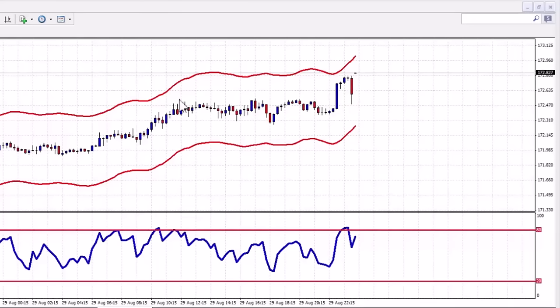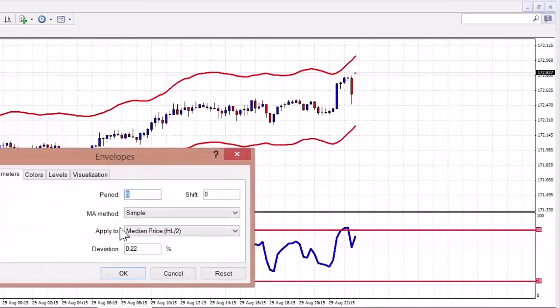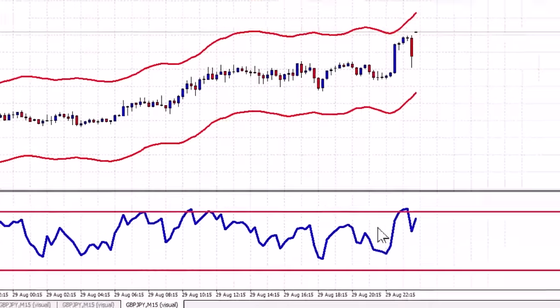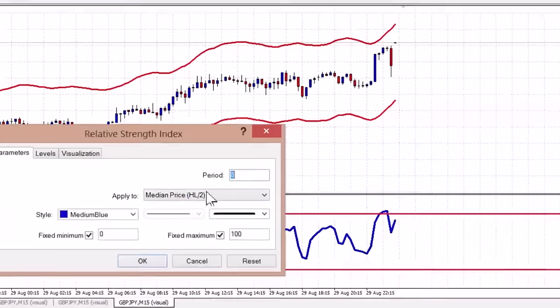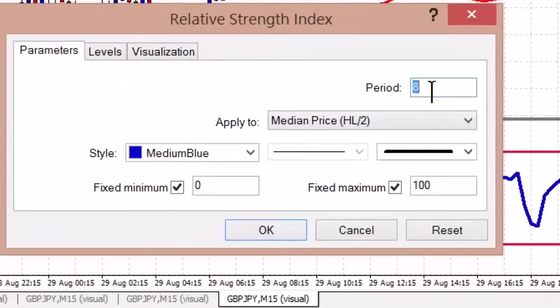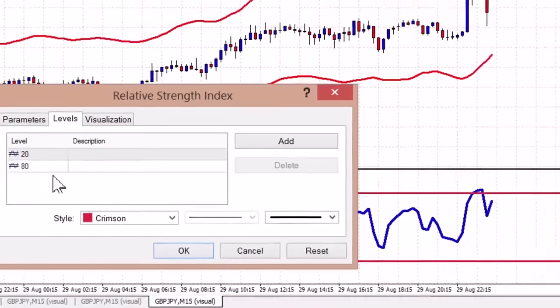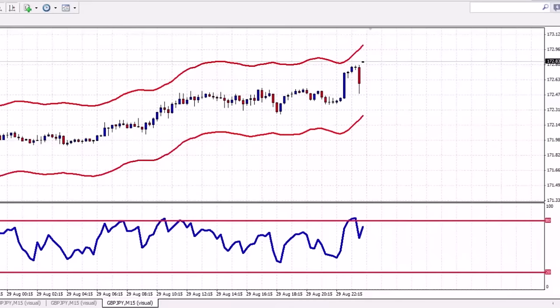So on the screen, we have an envelope, and I'll just give you the readings of the envelope. The period is 8, and the deviation is 0.22. And we have an RSI, set up for 8 on the median price, and the levels are 20 and 80. This is a 15-minute chart. The period is 15 minutes.